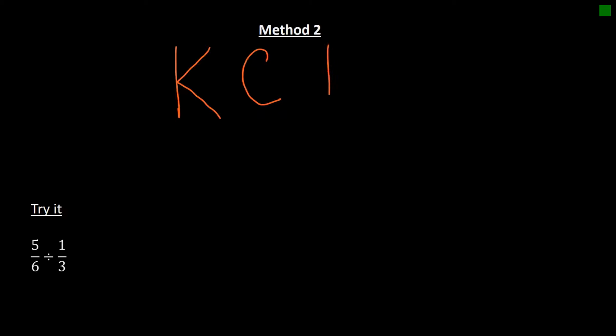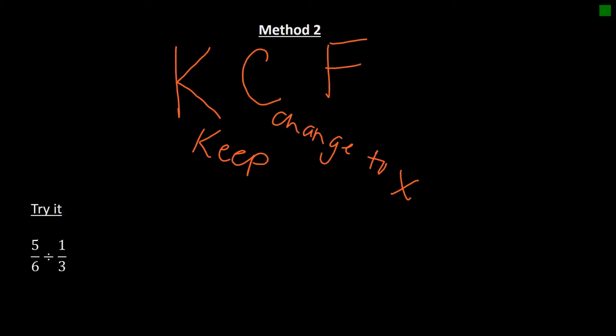This is called, and some of you might have heard it in 5th grade or maybe from a parent, the keep, change, flip method. Okay, the keep, change, flip method means you keep the first number, you change the sign to multiplication, and then you flip the fraction over. I'm going to show you what that looks like.